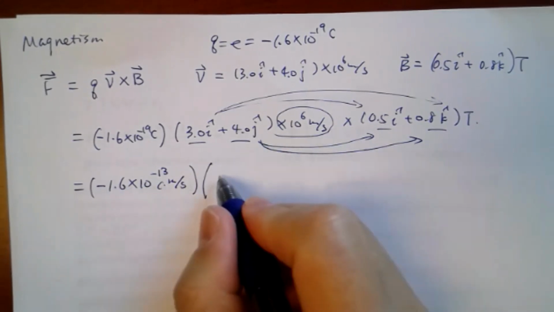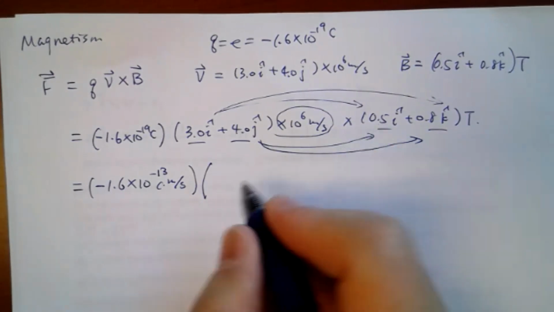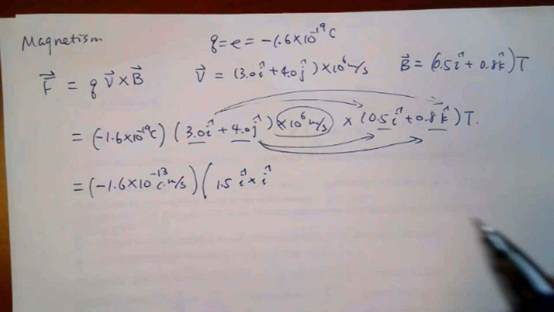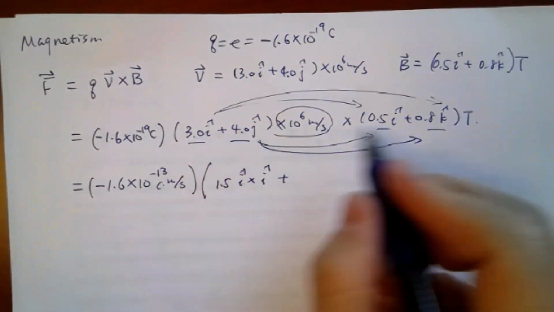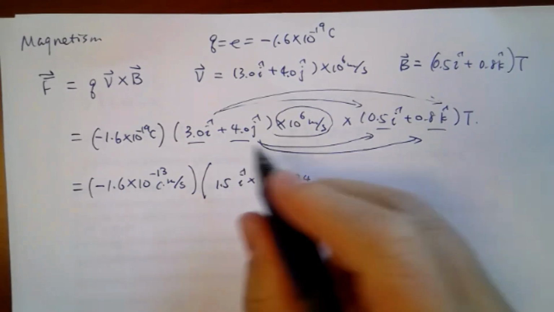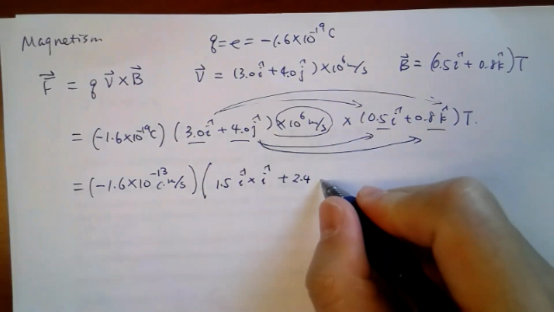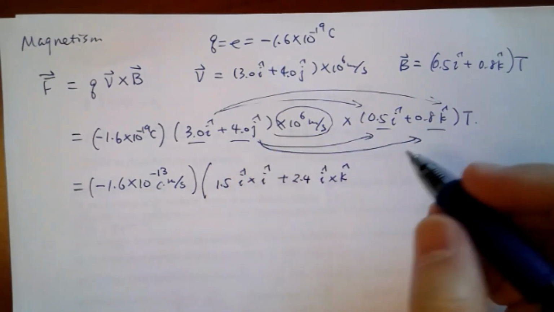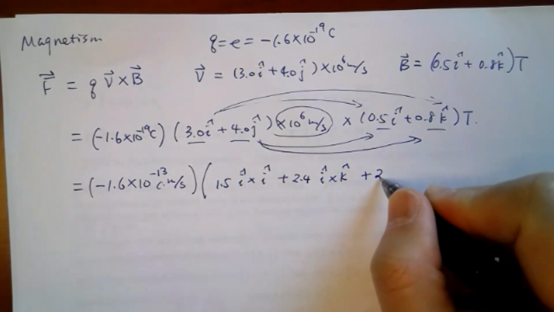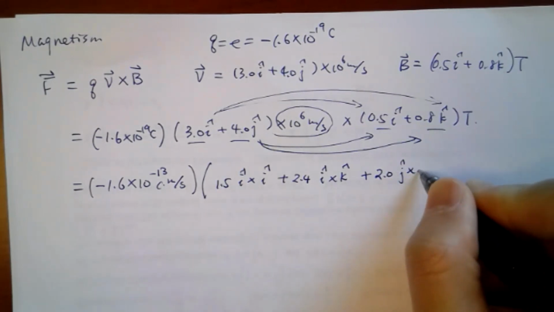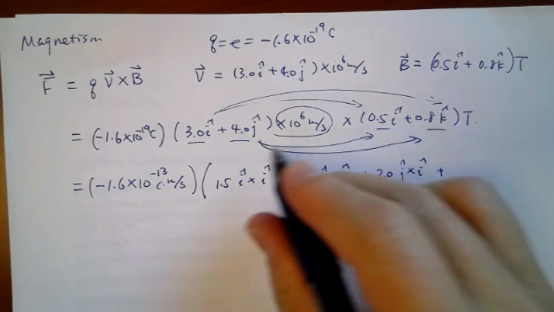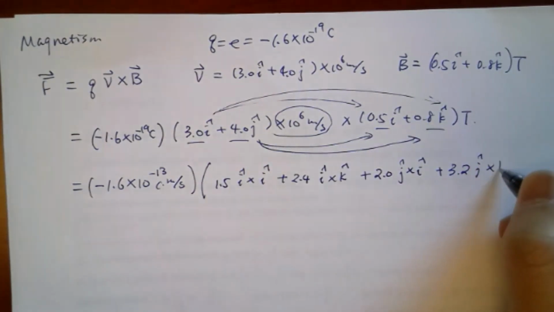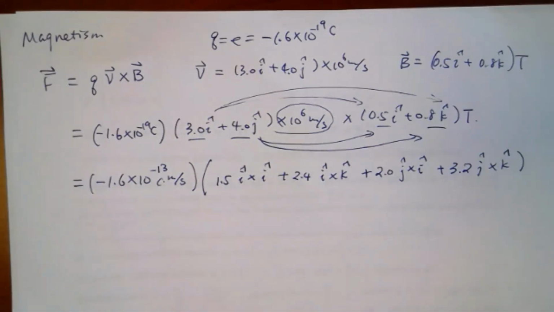All right, and 3.0 times 0.5 gives you 1.5, and then you get I cross I for the first one, plus this guy times that guy: 3 times 0.8 is 2.4, and you have I cross K. Now 4.0 goes into the parentheses, so that becomes 2.0 J cross I, and plus 4 times 0.8 becomes 3.2 J cross K.